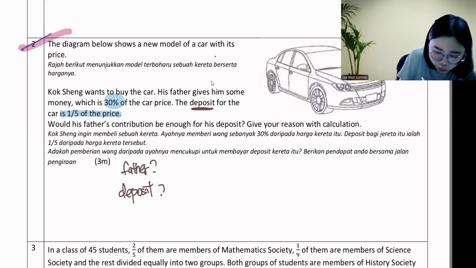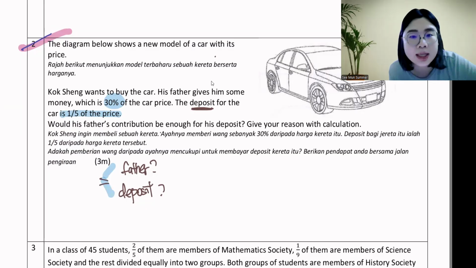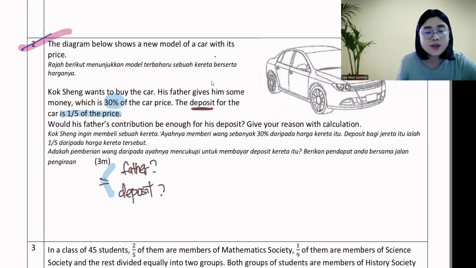So, and then they say, would his father contribute enough for his deposit? Or you want to say, is father contribution, is it matched with the deposit or more than a deposit? Is it enough or not? Okay, so you know how to do it. If you know how to do it and then straight away send me answer, then I will check for you. Okay, this is my way of teaching. I want you to do on your own in the end, but you know the answer straight away send to me.